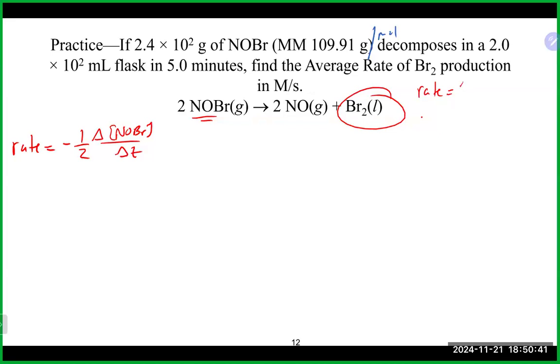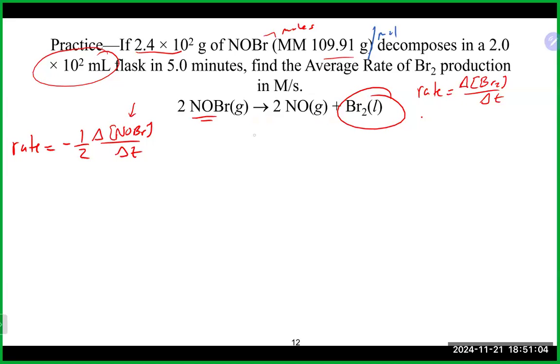We also do not need a negative because it's a product. Change in concentration of BR2 over the change in time. So here we really need the molarity. We don't have the molarity given to us, but we do have grams and molar mass, which means we could get moles from that. And we do have the volume, which means we could also get molarity. So that's what I'm going to do.